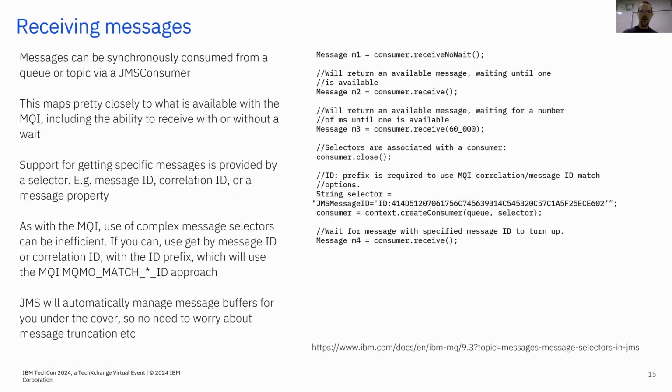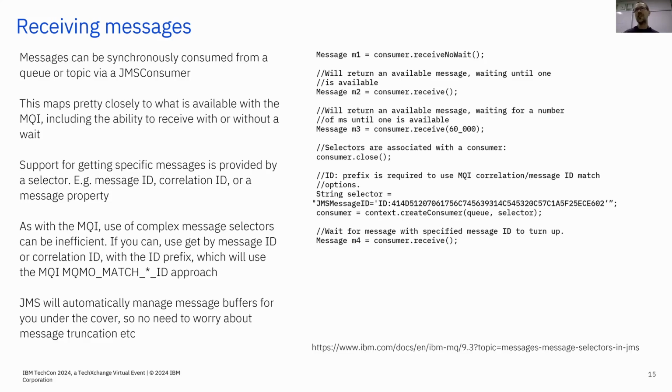So, other than that, I think sending of messages is largely the same. Receiving messages is again very, very similar, and I think this has probably got a much closer mapping than sending messages with the MQI. For JMS, if you're going to receive a message, use a JMS consumer object, and that's associated with a specific destination, either a queue or a topic.